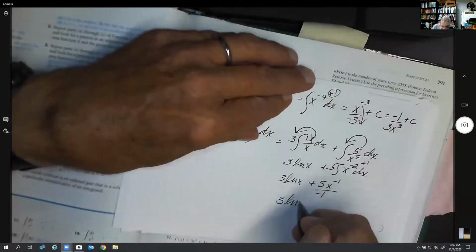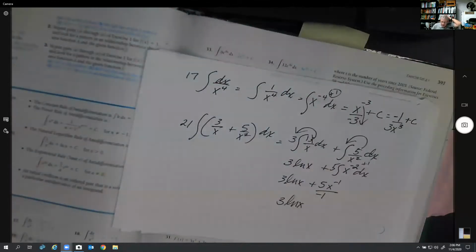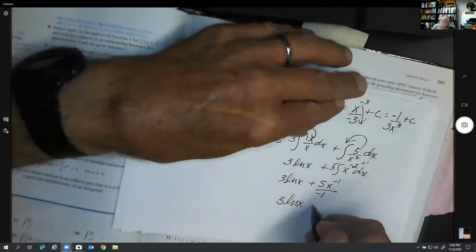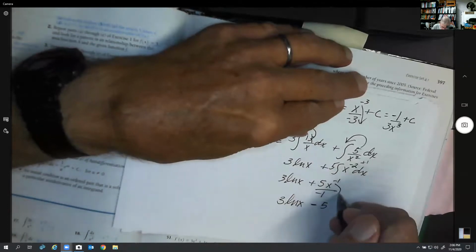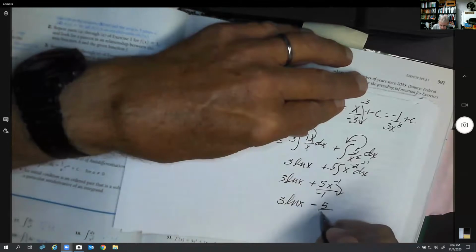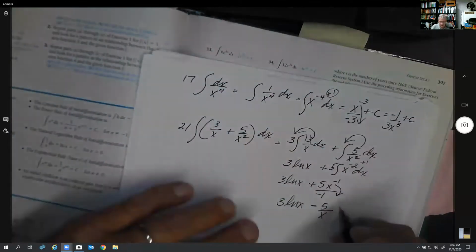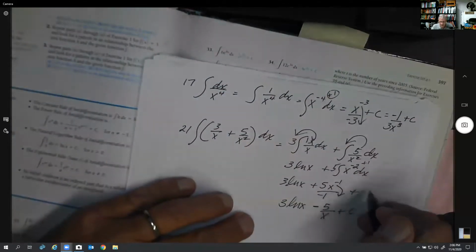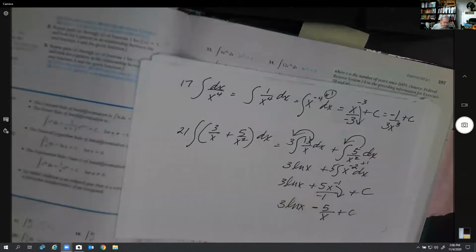So, you might not put as many steps as I'm doing, but this would become negative 5. So we could write this as minus 5, and then we could bring the x to the negative 1 down, and it just becomes negative 5 over x plus c. I guess I should have put it there, plus c. So, it's getting used to it. It's not all that easy.